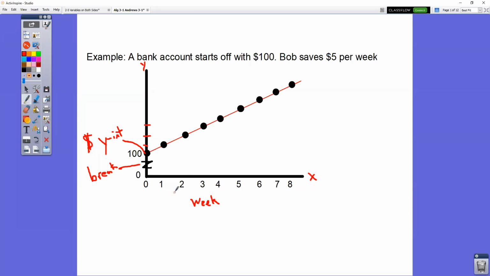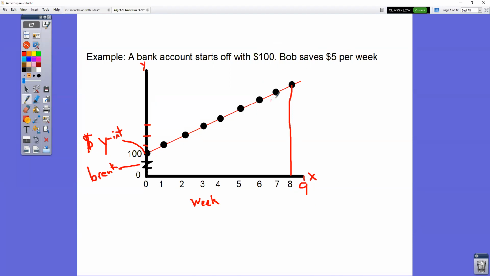So one of the things that you're going to have to do is use the graph to make predictions of future data. So we might want to predict what week 9 is, for example. They show you up to week 8, but maybe we want to make a prediction of week 9 for the data. Now, yes, you could figure it out. This one's pretty simple, because you're adding $5 a week.